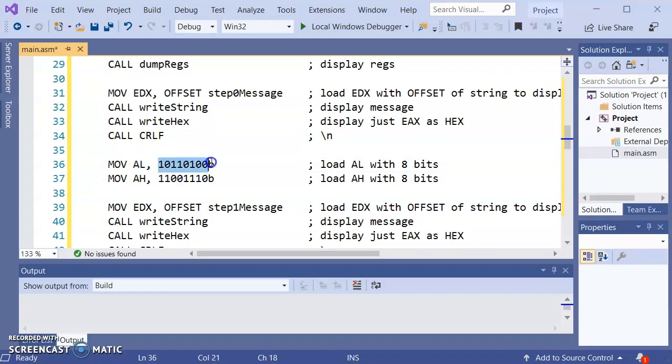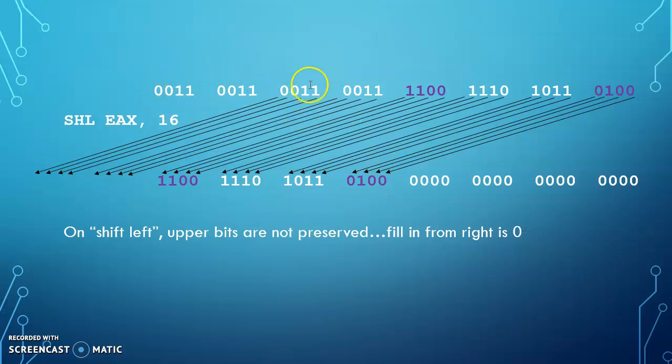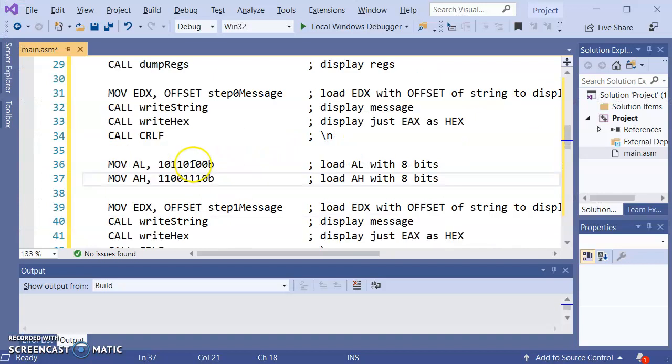These 8 bits are being moved into AL. These 8 bits are being moved into AH. And what was there previously were all 3s. So there were all 3s, but then these lower 16 bits have been replaced with AL being this batch, these collection of bits, and AH is these collection of bits. So that's what I have going on here.